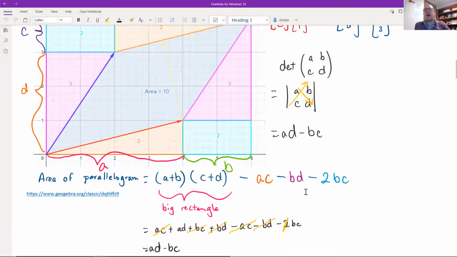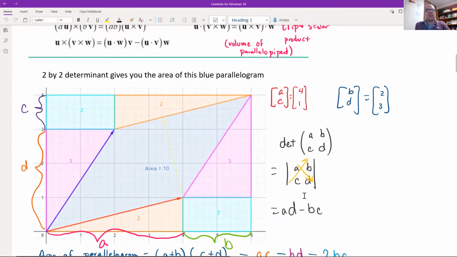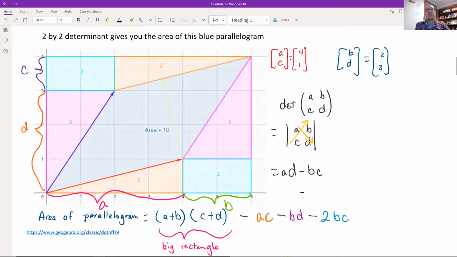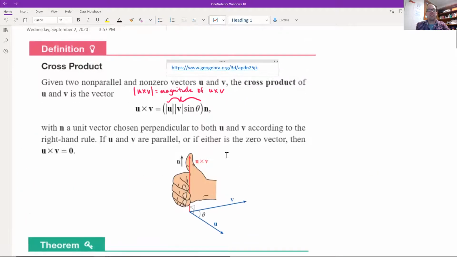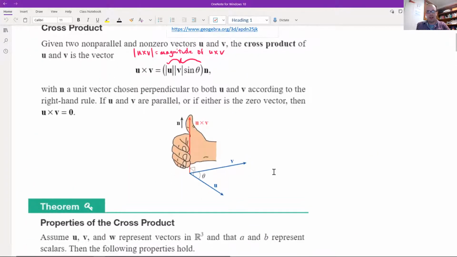But for right now, what I want you to get is that these things called determinants can be helpful for finding the area of parallelograms. And what is this thing? Well, the cross product, the magnitude of the cross product is actually the area of a parallelogram spanned by U and V.